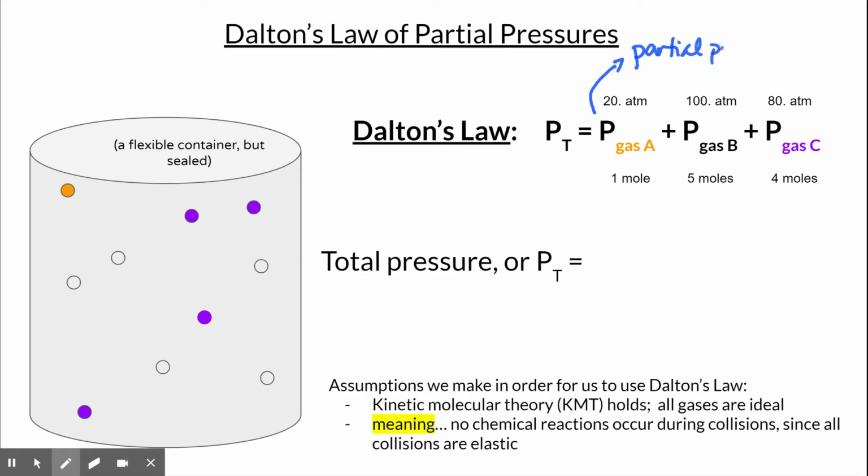Each of these individual pressures is called the partial pressure. So Dalton's law would state that the partial pressures of all of the gases in a mixture of gases add up to give you the total pressure of the entire mixture in the same container.